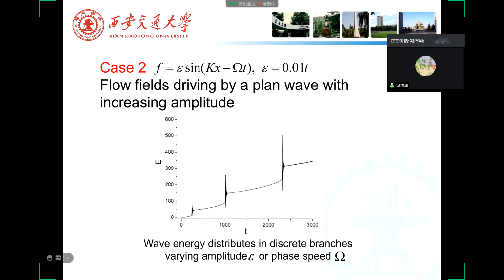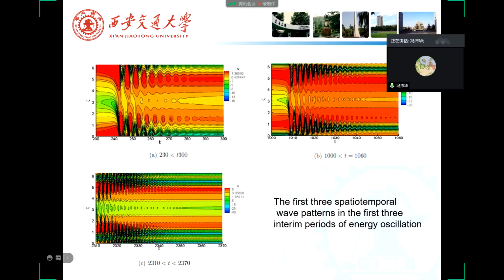The second case is that we use a driving wave with an increasing amplitude, and we discovered that the energy is also distributed in discrete branches. But we also observed that the wave energy jumped from the lower branch to the higher branch via a very complicated process. The process is illustrated by the flow field here, and we can observe that when the branch is here, the phenomenon is much more complicated.